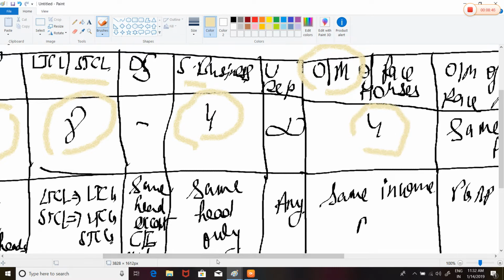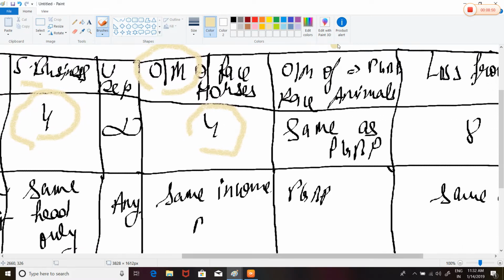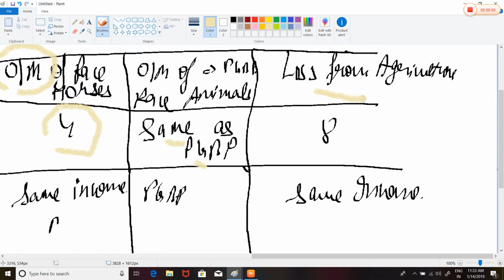Okay, owning and maintenance of race animals. All the provisions relating to owning and maintaining of race animals shall be applicable, same as profits and gains of business. So 8 years. And lastly, loss from agriculture can be carried forward for a maximum of 8 years.